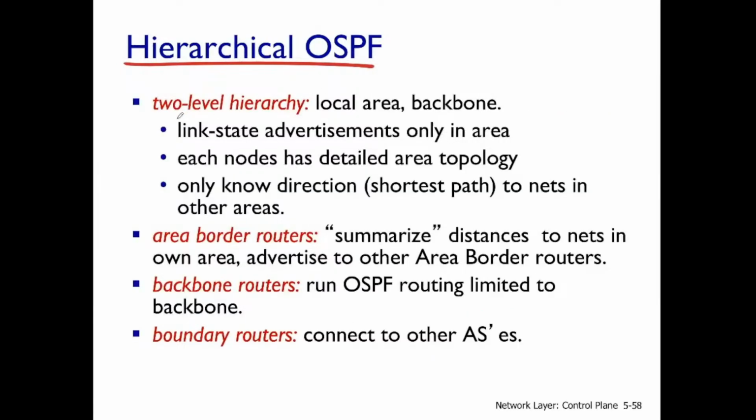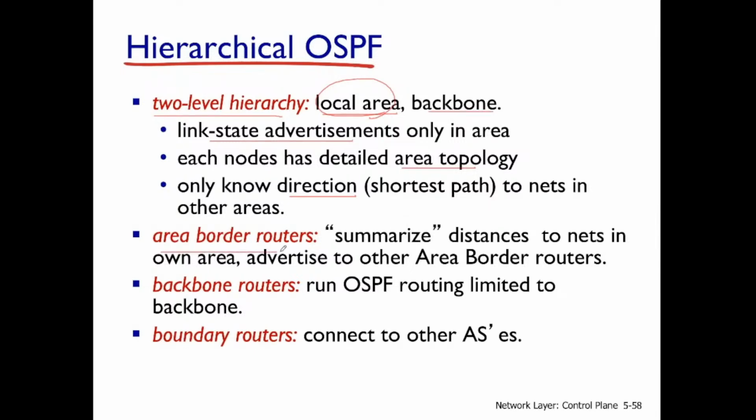So this slide is pretty much repeating what I was just saying. In the example, we do have two levels of hierarchy. At the lower level, we have these local areas, and at the higher level, the backbone. Inside each local area, the link state advertisements will only travel within the area. The link advertisements for the backbone network will travel only within the backbone. And each node in each area is going to know the entire area's topology. The node inside an area will only know the direction to the area border routers in case the destination is outside of the area.